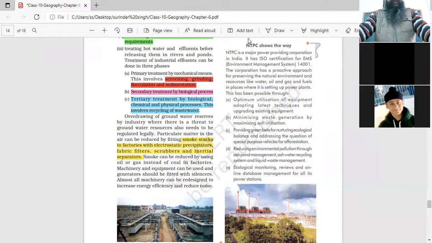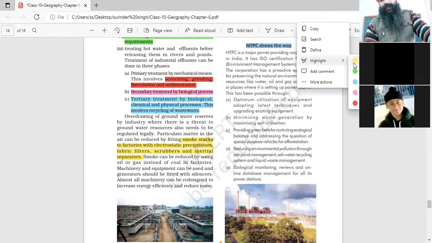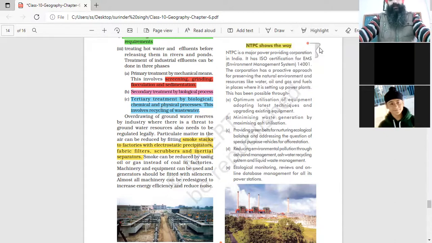Nature gives us the substances and the conditions to survive in a healthy surrounding and develop resources. So we must not be selfish and greedy, and we must take steps for its preservation. We have to save our natural environment for ourselves as well as for our future generations. To follow such ideals, the Government of India set up NTPC, the National Thermal Power Corporation, for the conservation of nature, an important power providing corporation in India.